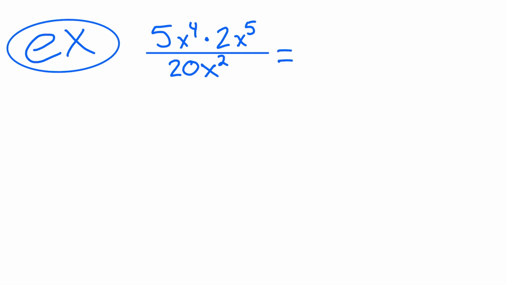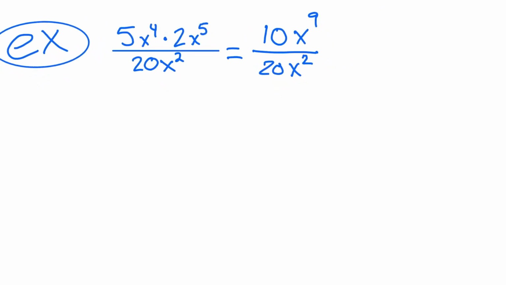So look at the numerator. Well, 5 times 2 is easy. That's going to be 10. And then x to the 4th times x to the 5th, 4 plus 5 is 9, so that all becomes x to the 9th. So the numerator becomes 10x to the 9th. So now our problem is 10x to the 9th divided by 20x to the 2nd power.